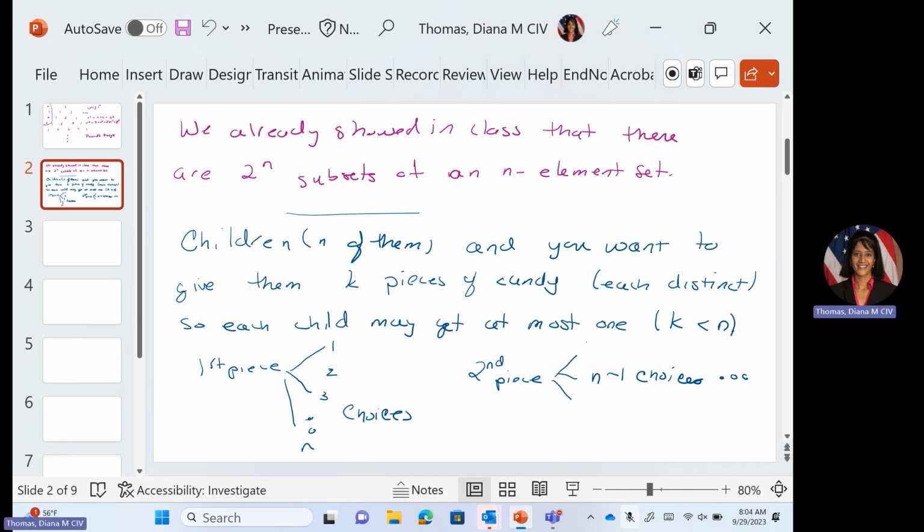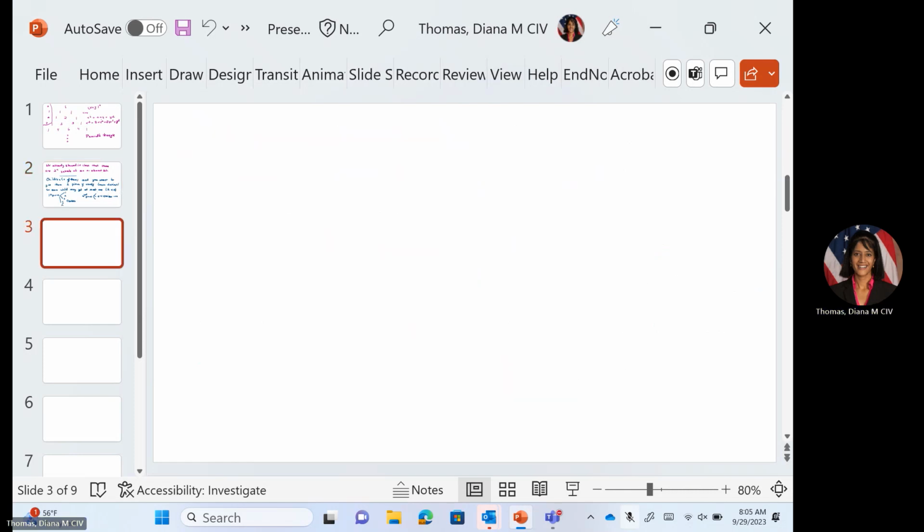Is everybody tracking? Because I'm not having you fill in the blanks on this. Give me a little bit of a break, but I want to pull this together so that you say, what was the point of all this? We're doing all those trees and everything. So the ith piece of candy, what that's going to look like.